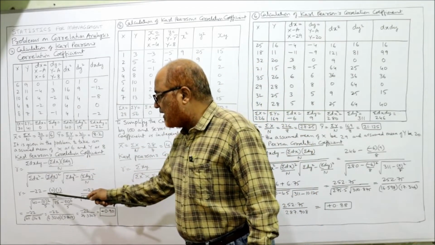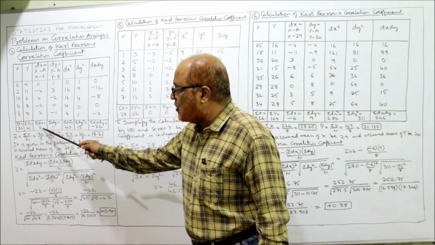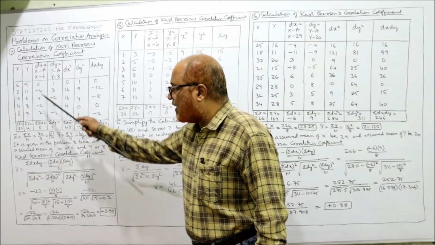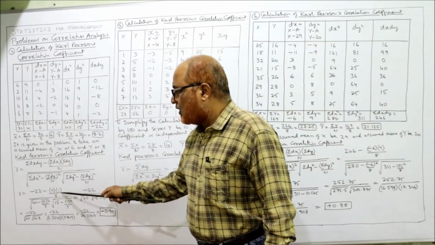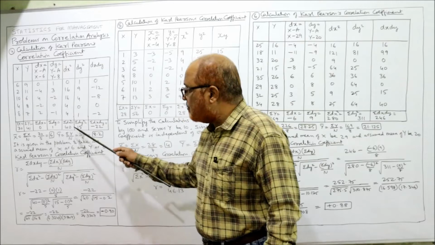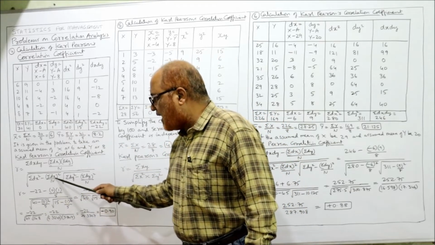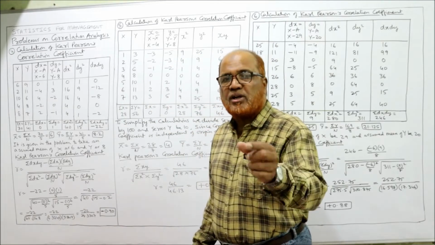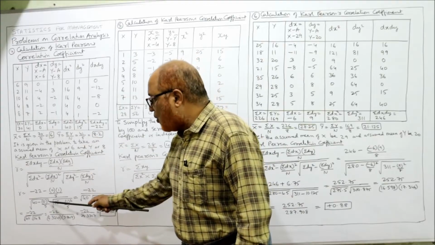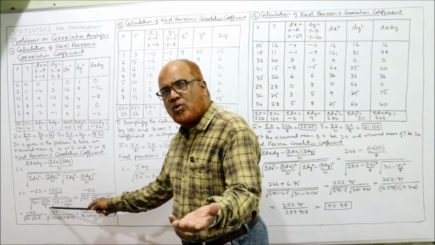Summation dx dy minus summation dx into summation dy. Here we have summation dx is 0. Summation dy is 1. So 0 into 1 divided by n. n is 5, 5 items are there. Numerator completed. Denominator: summation dx square is 40. Minus summation dx whole square. How much is summation dx? 0. So 0 whole square divided by 5 will become 0 only.